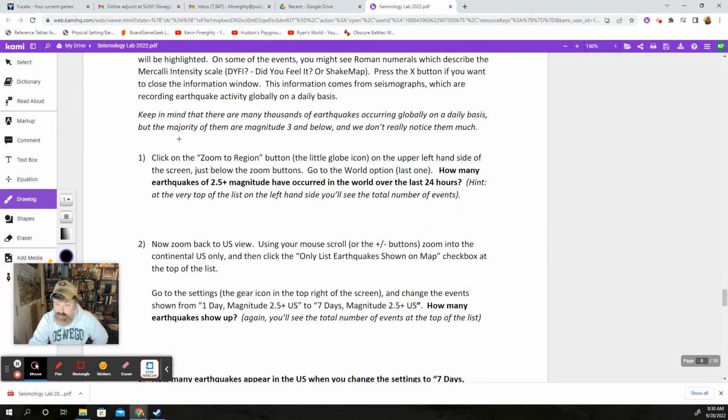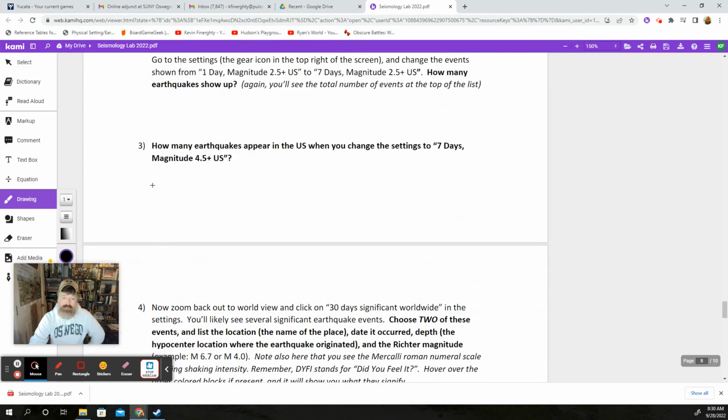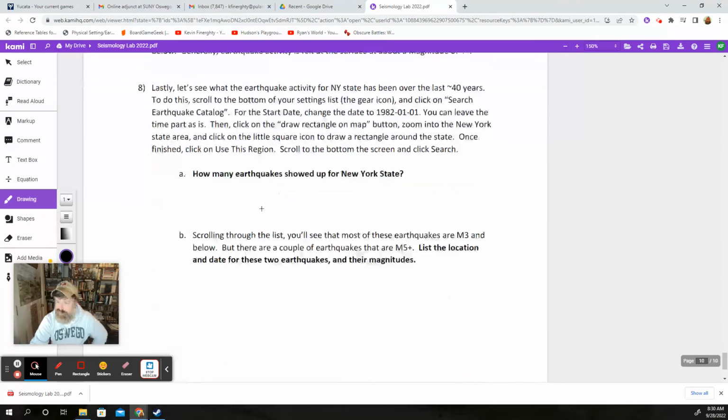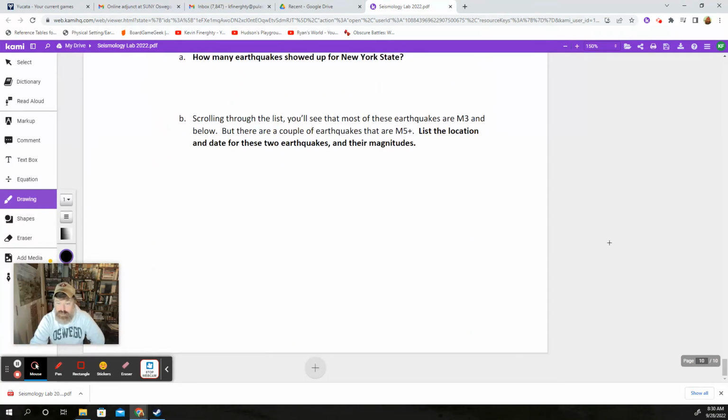I'll look through, and if there are any ones that people are stumbling on a lot, I'll send an email to everybody. But check those out. It's just changing some settings, looking at where some earthquakes take place, looking at some in New York, and it shouldn't be too bad.